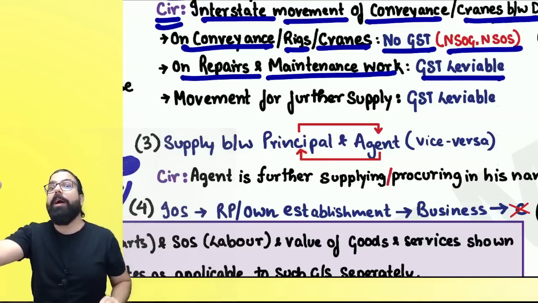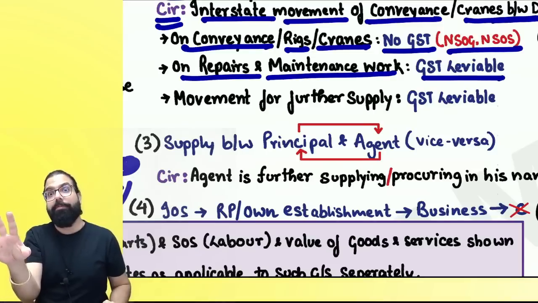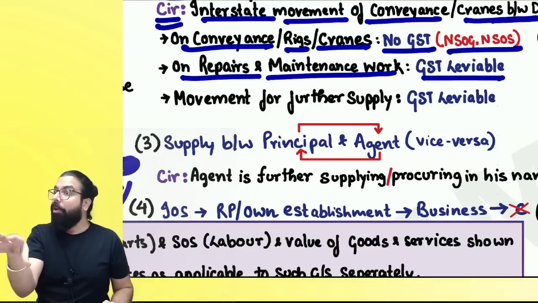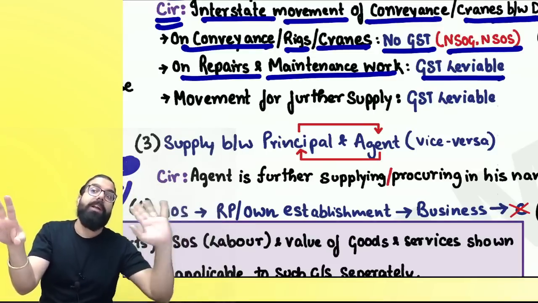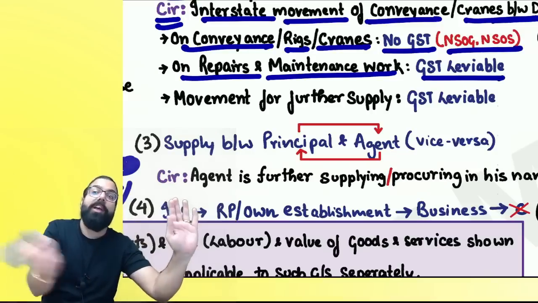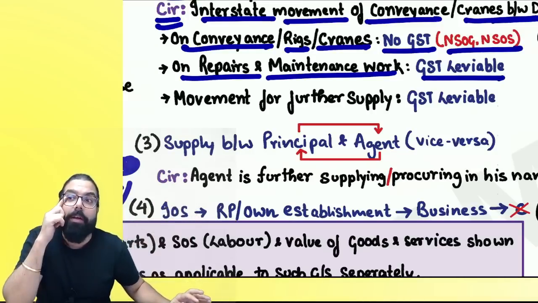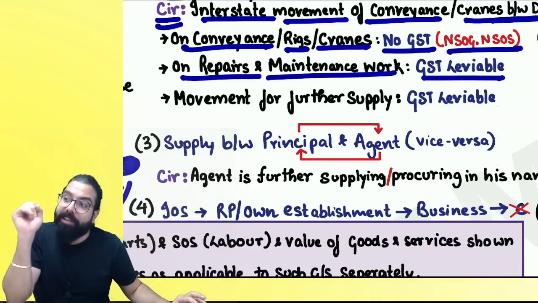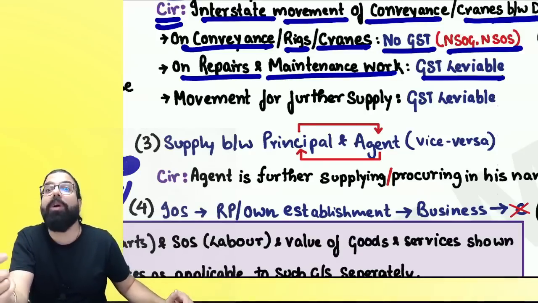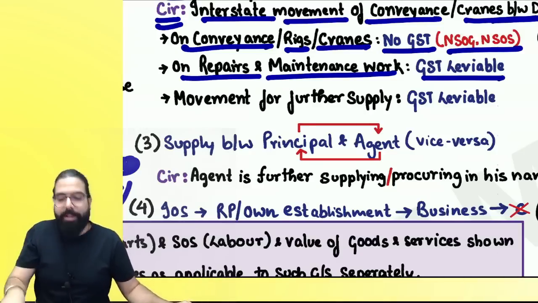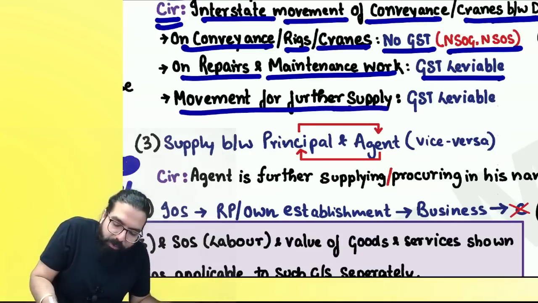Tatas have one Mumbai branch where they manufacture cars or trucks, and they have one showroom in Karnataka where they send these trucks. It's a supply between distinct persons in the course of business. Although it's a truck, for Tatas it is goods, and it's a movement for further supply.